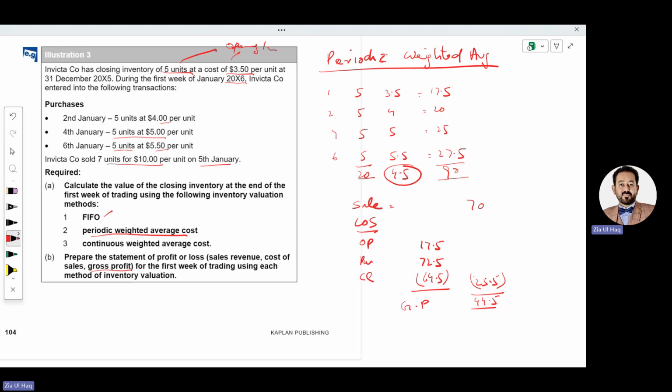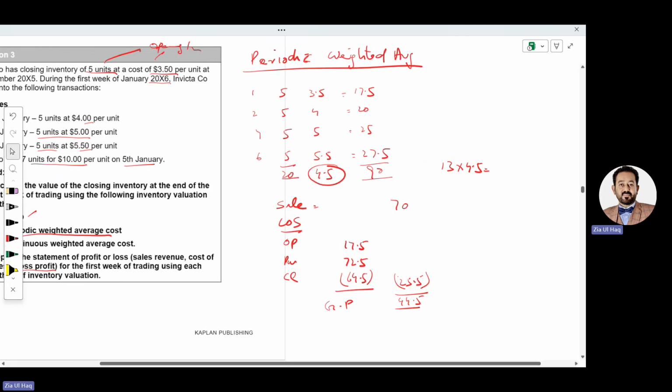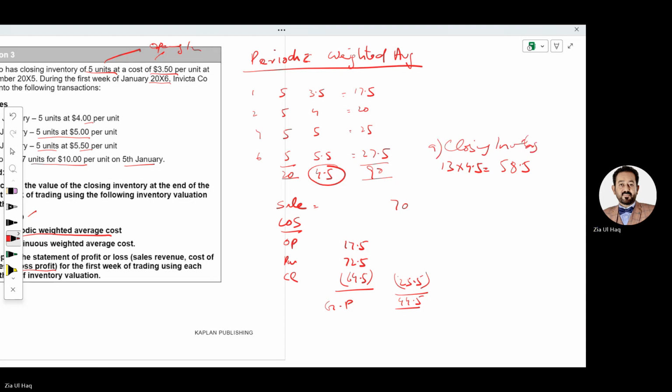So what is the closing inventory? How many units are you having? So you have sold 7 units out of 20. How much are there? 13 units at the rate of 4.5. What is the closing inventory figure? 58.5. 58.5 is your closing inventory. So this is requirement A that you have solved.